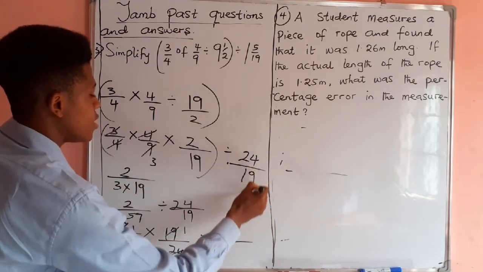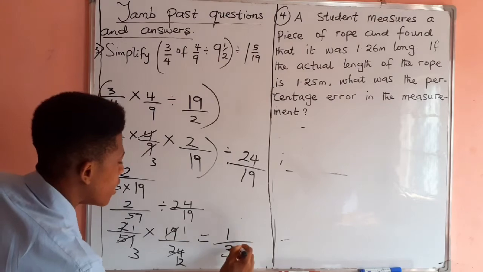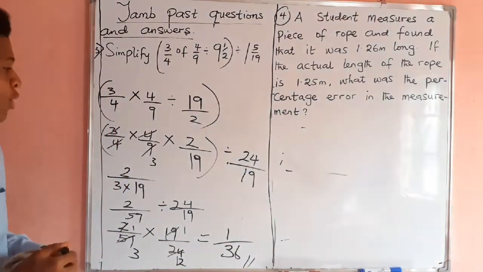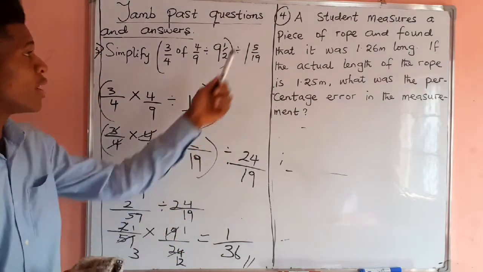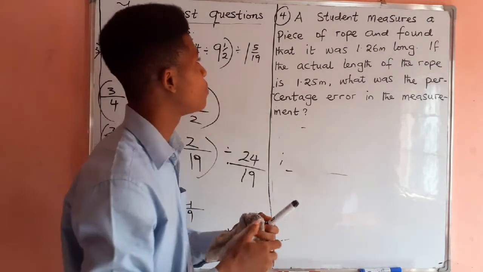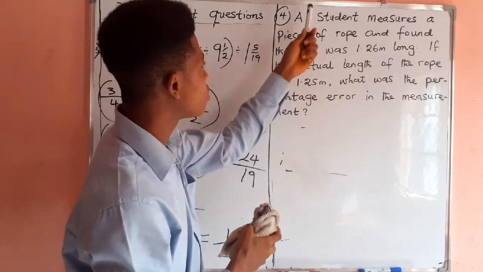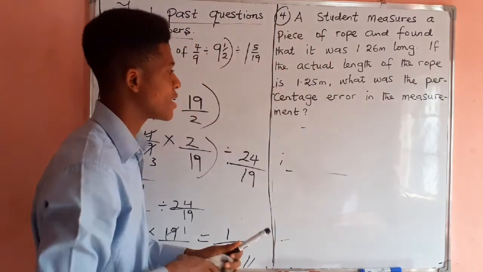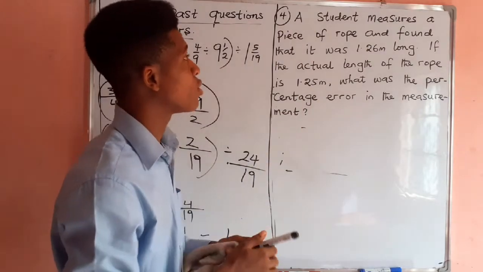So this is 19. This is 1 over 36, which is our final answer. Okay, we're through with this. Let's move over to the next question. Looking at the question, I already know this is percentage error, so we're dealing with percentage error here. Let's read out the question.